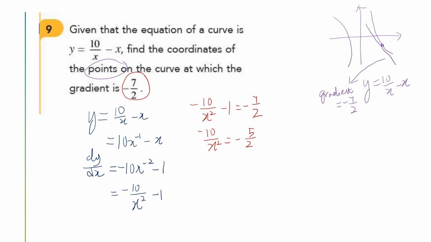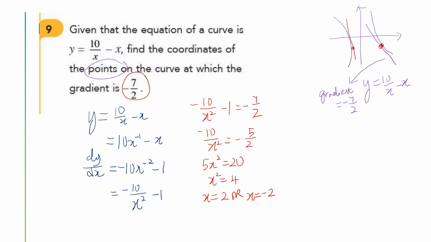And then do a cross multiply. That will give you 5x squared equals 20. x squared is 4. Right, so x can be positive 2 or negative 2. So we're saying that there's a point here where x is 2. There's another point here, x is negative 2.